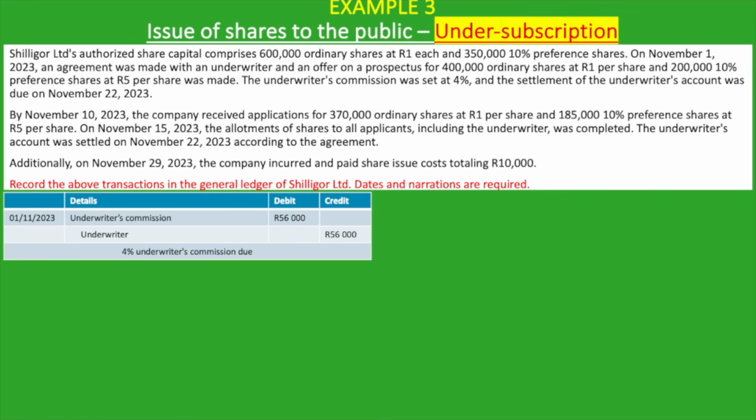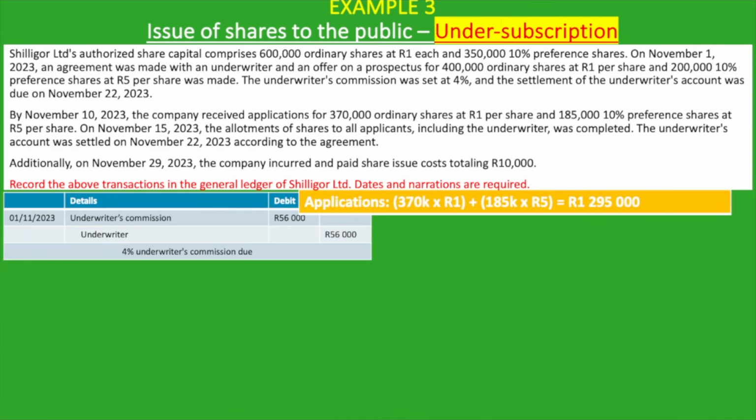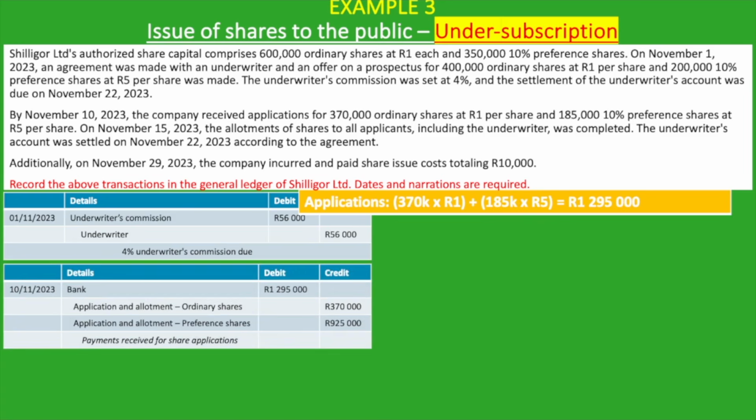So we're going to move a bit quicker here because it's something you should know from the previous example. So that's how it's going to look, and we've got 1,295,000 rand. That's how much is going to come into our bank account. So that's what we're going to debit, and we're going to credit application and allotment, ordinary shares and preference shares. So that's exactly what we're going to do here.